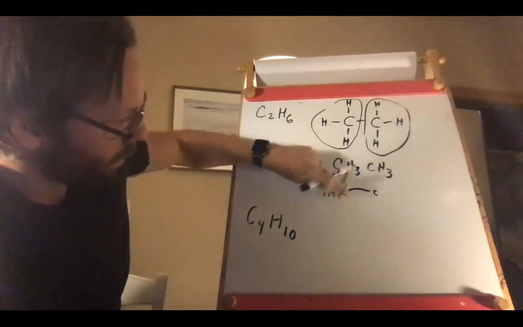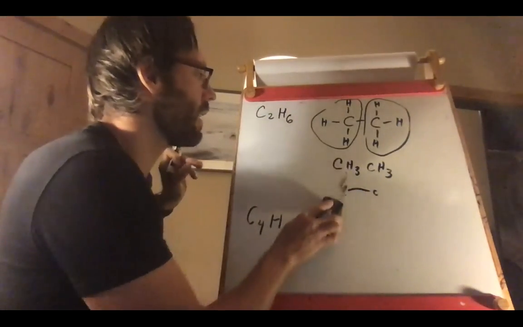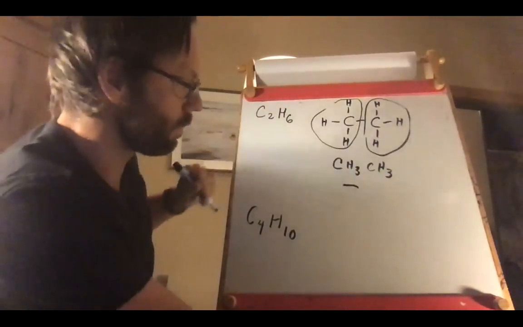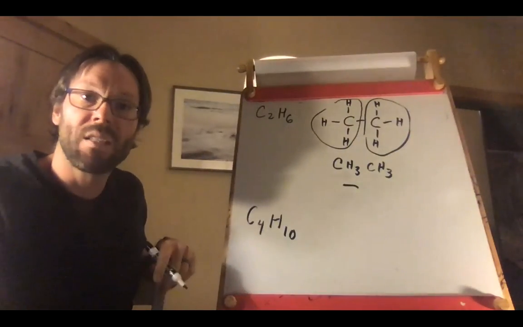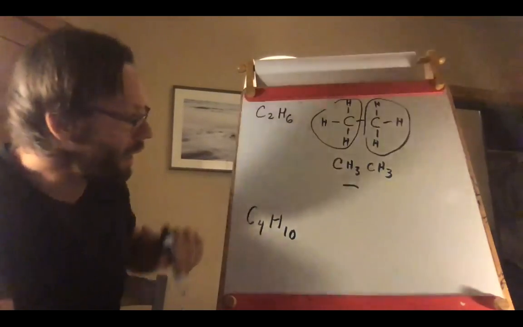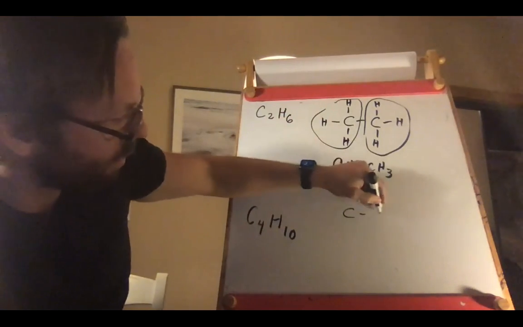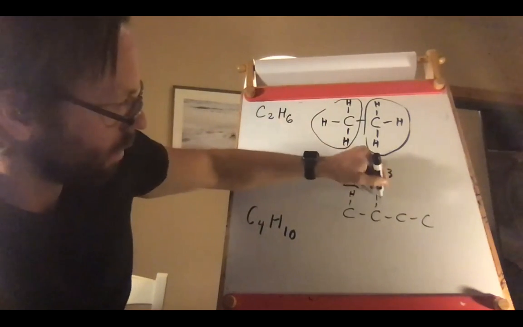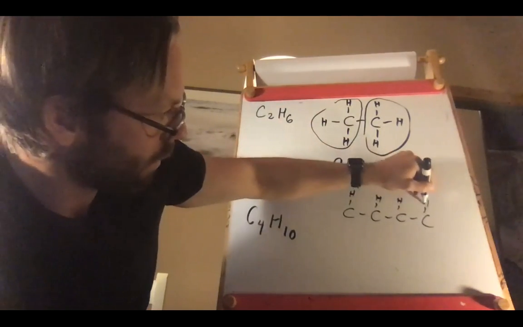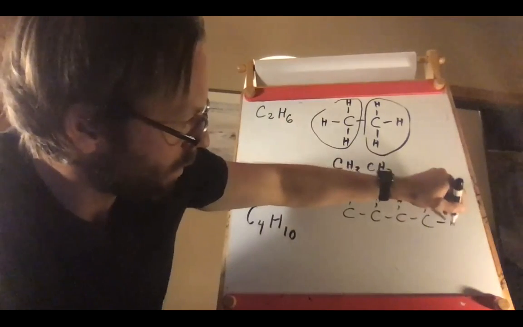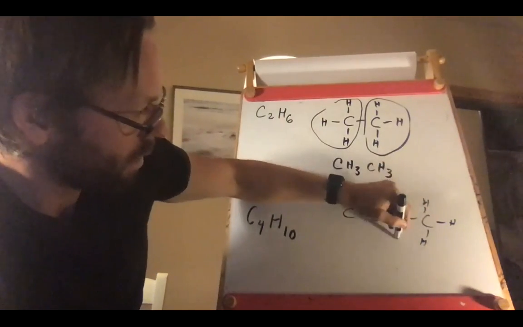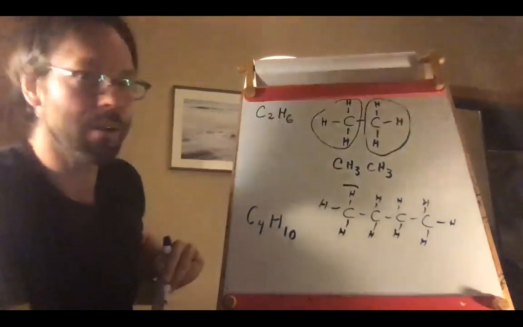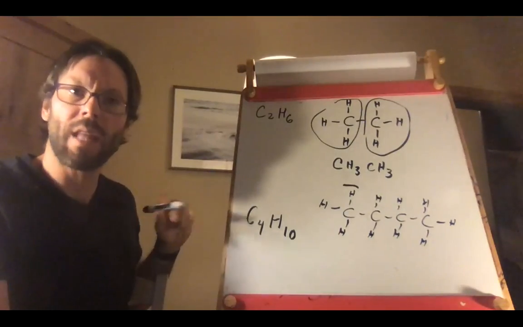But we like to be lazy and not have to write all that stuff out, so we just write a line. Okay. C4 complete, that would be 1, 2, 3, 4. And let's do the hydrogens. 1, 2, 3, 4, 5, 6, 7, 8, 9, 10. Okay, cool. Works. That's the complete.